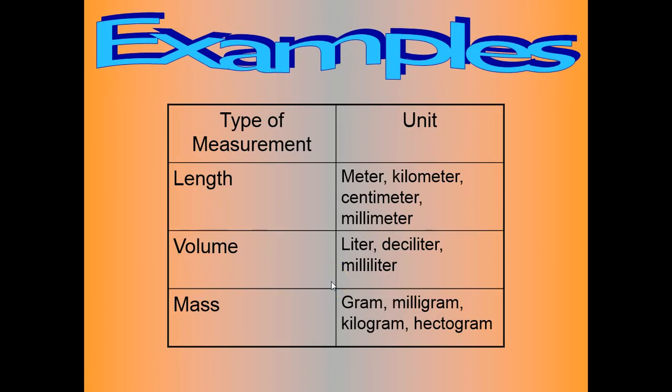So here are some examples. If you're talking about measuring the length of something, which can also include the height, the width, or the distance, you might use units such as meter, kilometer, centimeter, or millimeter. If you're talking about measuring the volume of something, which remember, volume can be measured either with a ruler or using a graduated cylinder if you're measuring liquid or if you're measuring something with irregular sides, your units would be liter, deciliter, or milliliter. And finally, if you're measuring mass, your units could be gram, milligram, kilogram, or hectogram.